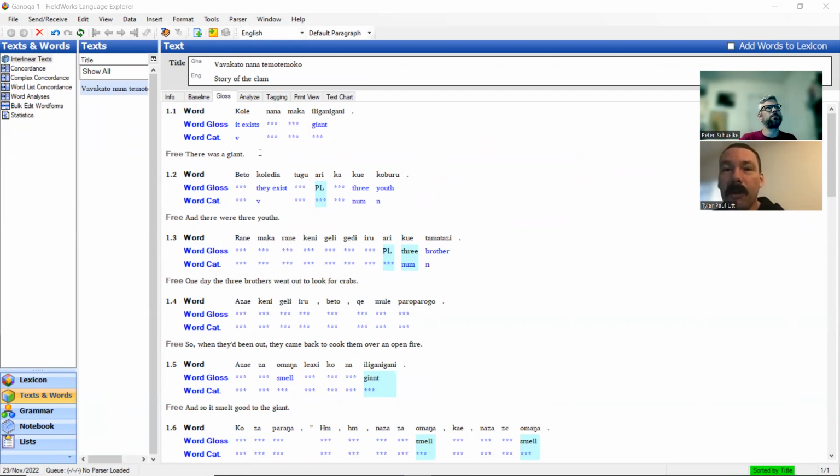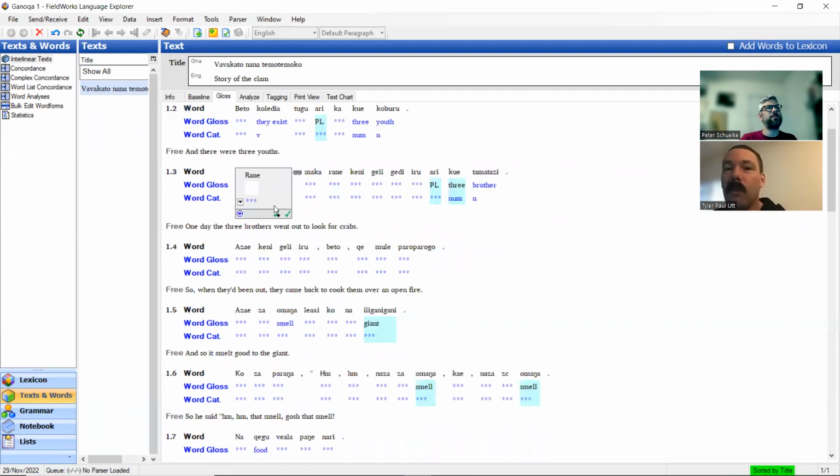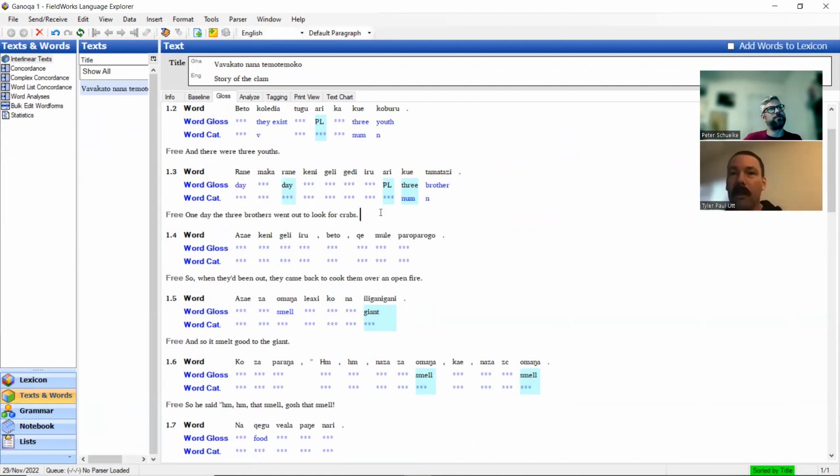Ka is probably an article there. Rane in 1-3. Rane makarane. What is rane? That's going to be the word for day. 100%. I found it, and it's there in a few other sentences later on. And so we have it twice in this. It could be day one, that day.